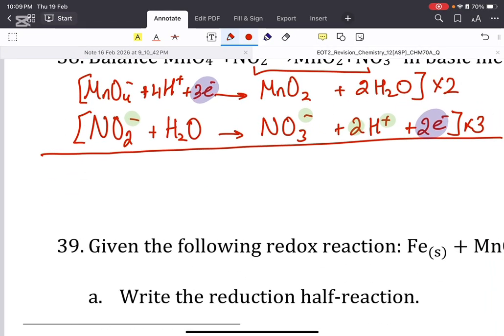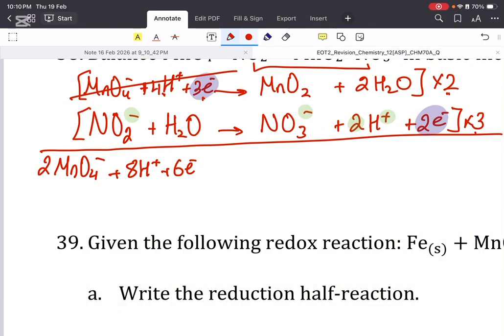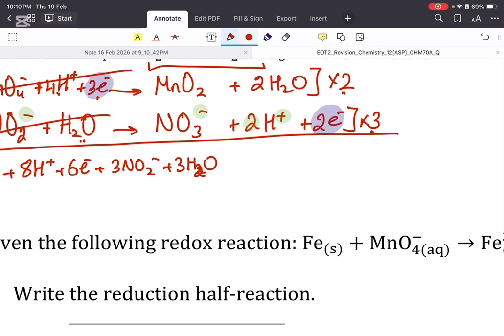2 MnO4 minus plus 2 by 4, that is 8H plus, 2 by 3, that is 6 electrons. I'm done with this side. Now I'll move here. 3 NO2 minus, 3 H2O. I'm done here.